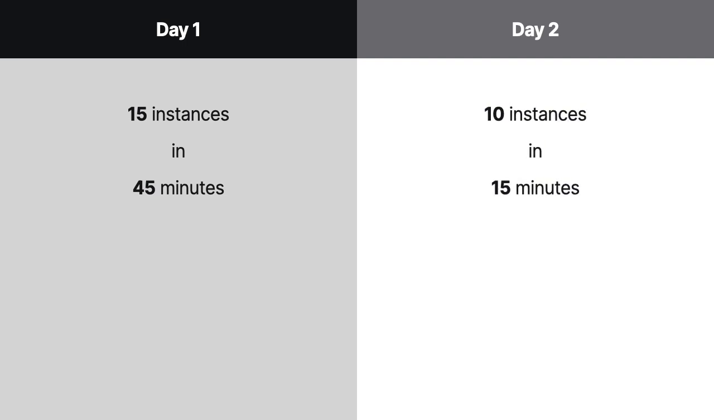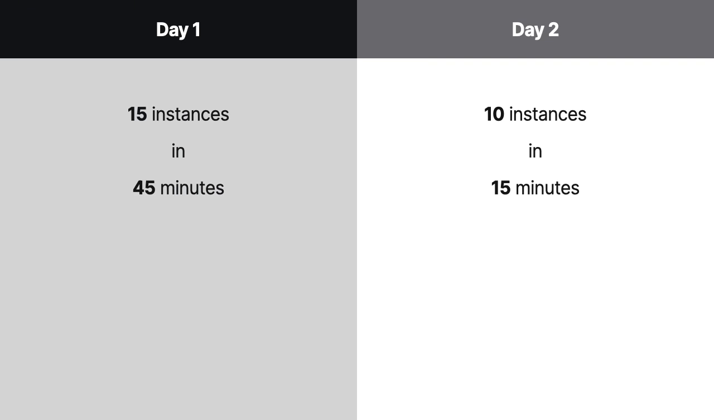For example, you could record 15 instances of calling out behavior during a 45-minute observation session, but then, the next day, you only observe for 15 minutes and the student only calls out 10 times. If we don't put this into context, it might look like the behavior is improving. For example, our student only called out 10 times today, while yesterday he called out 15 times. Really, however, the observation periods are different in length.